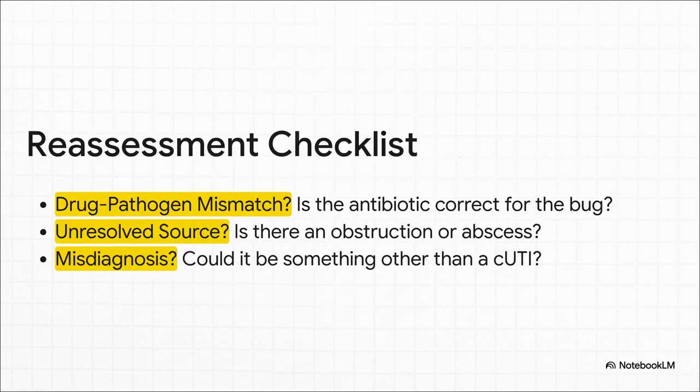Well, the guidelines provide a fantastic 3-point reassessment checklist. First, you have to ask, is there a drug-pathogen mismatch? Second, you need to actively look for an unresolved source, like a hidden abscess or a urinary obstruction. And third, you have to be willing to reconsider the diagnosis entirely. This systematic approach really ensures we don't miss something critical in these complex cases. Ultimately, these new guidelines push us all towards simpler classifications, smarter, risk-based choices, and shorter, evidence-based treatment.